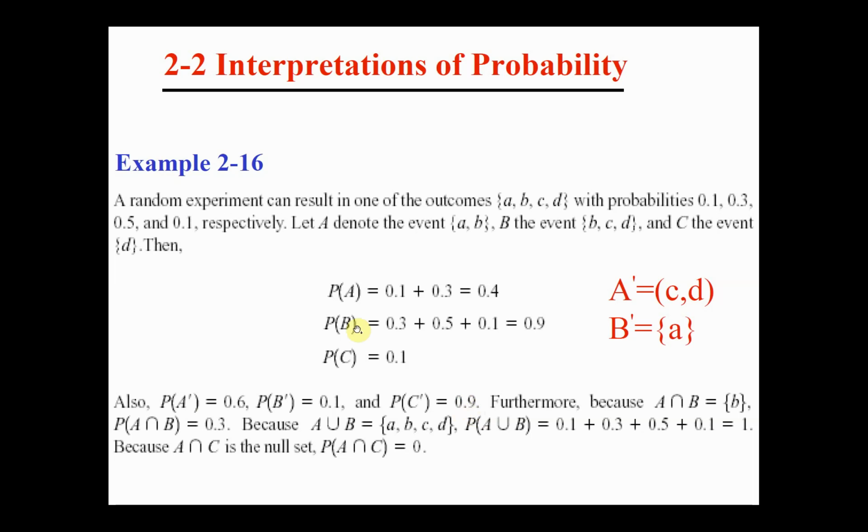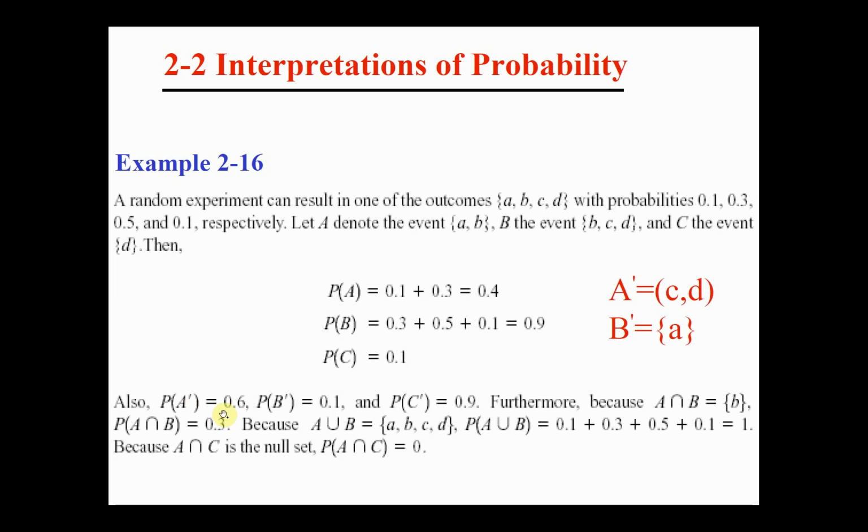Is it always the case that the probability of A plus the probability of A complement is equal to 1? 0.4 and 0.6, 0.9 and 0.1, 0.1 and 0.9. Is this a coincidence? No, it's actually not a coincidence. That's always the case. And if we noticed that, we could have obtained the probability of these complements more easily without having to get these A complement and B complement events explicitly.